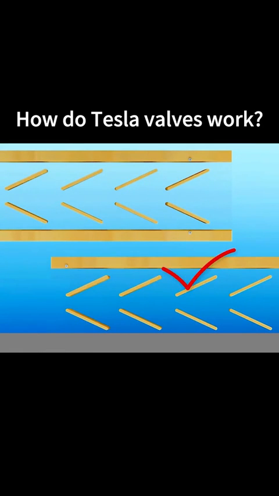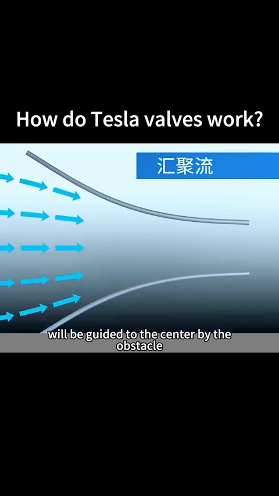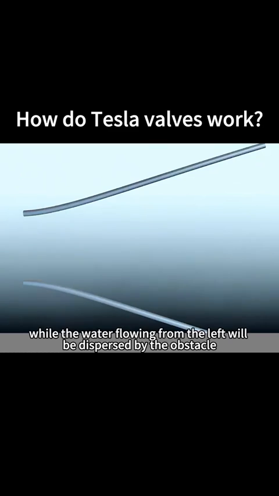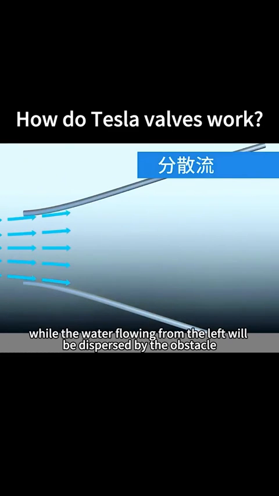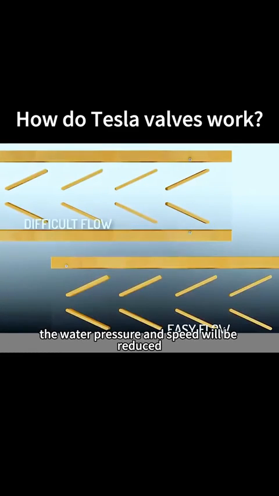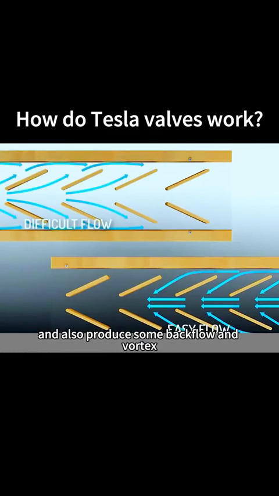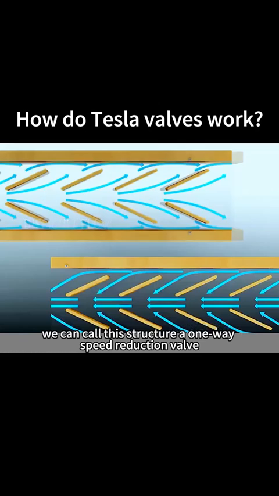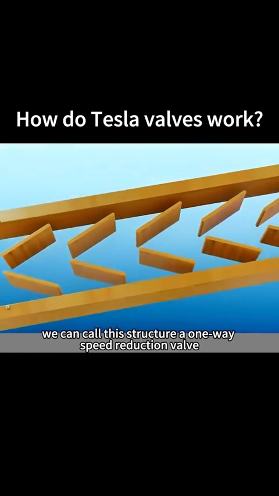Obviously from the right. Because the water flowing from the right will be guided to the center by the obstacle, forming a small jet, the water pressure and speed will increase. While the water flowing from the left will be dispersed by the obstacle, the water pressure and speed will be reduced, and also produce some backflow and vortex, which wastes a lot of energy. We can call this structure a one-way speed reduction valve.